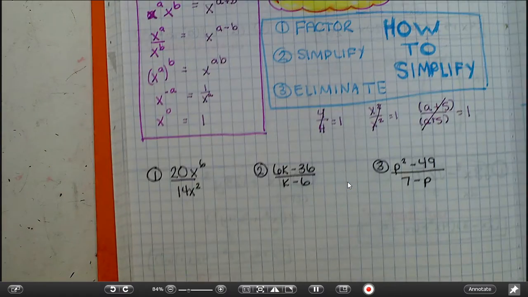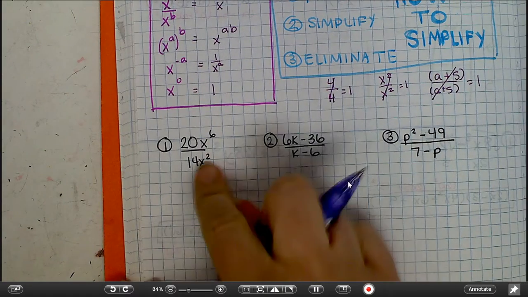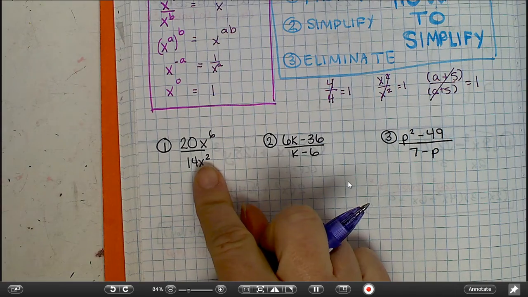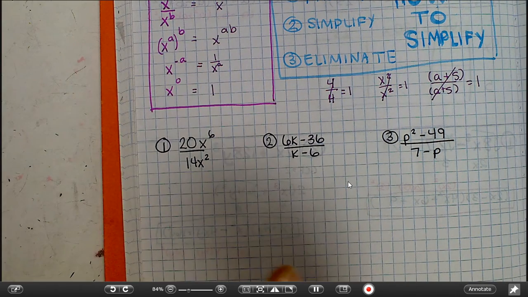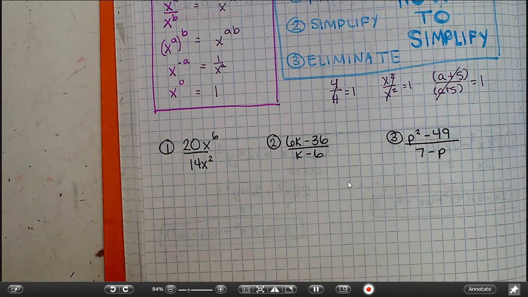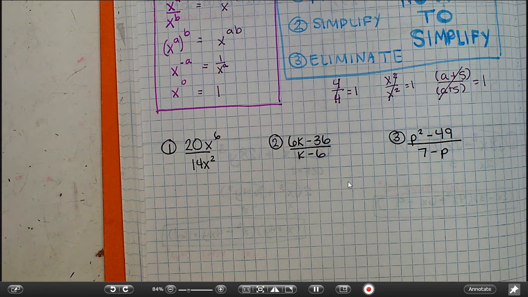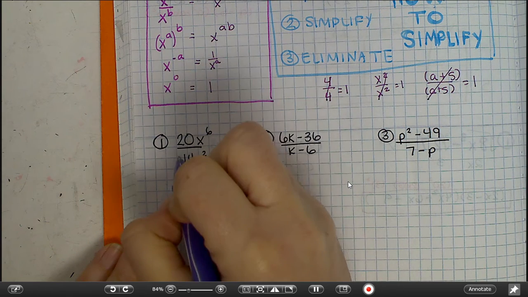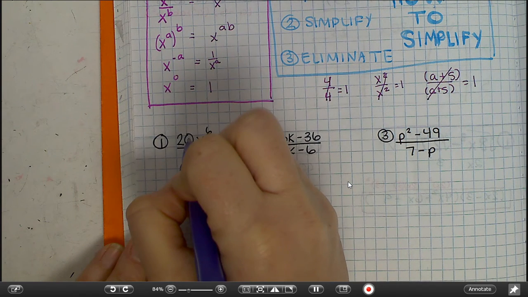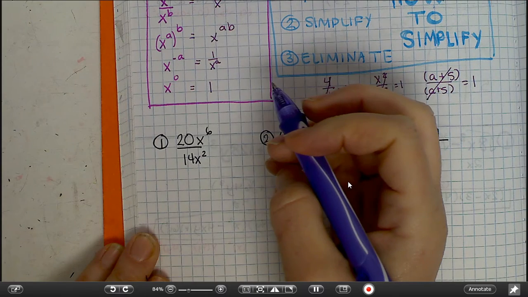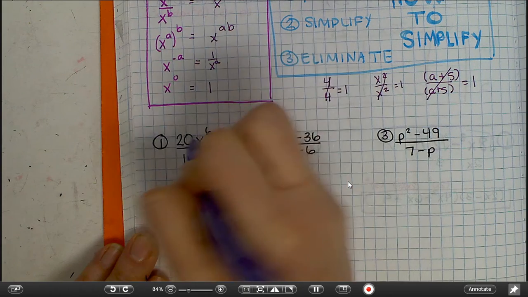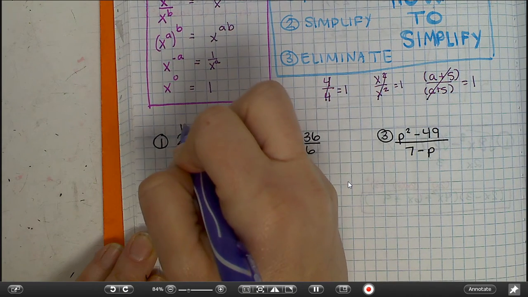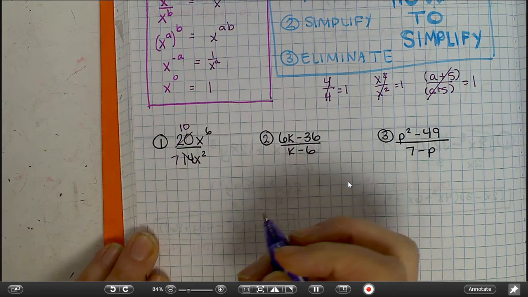All right, so let's do it. The first one is an Algebra 1 style problem where there's nothing to factor first. So the first thing we're going to do is simplify. We don't need to do step 1. So we want to simplify the fraction. What is a common divisor for 20 and 14? The first thing that jumps in my head is 2, so that would be 10 and 7. So that's got to be right.